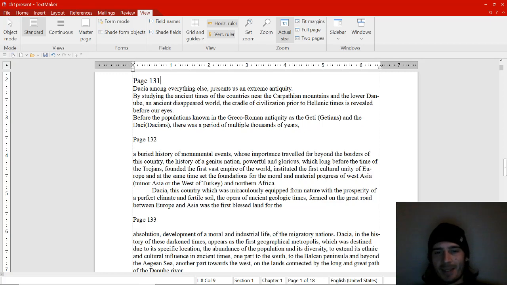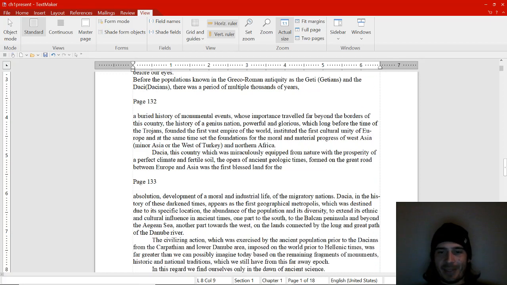Dacia, this country which was miraculously equipped from nature with the prosperity of a perfect climate and fertile soil, the opera of ancient geologic times, formed on the great road between Europe and Asia, was the first blessed land for the page 133 absolution development of a moral and industrial life of the migratory nations.